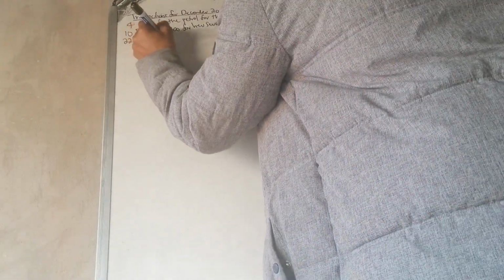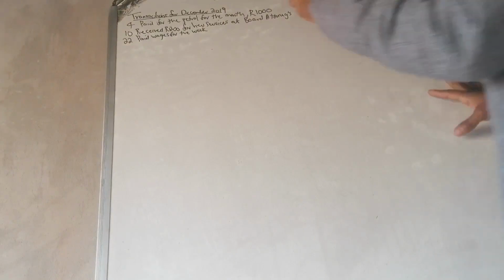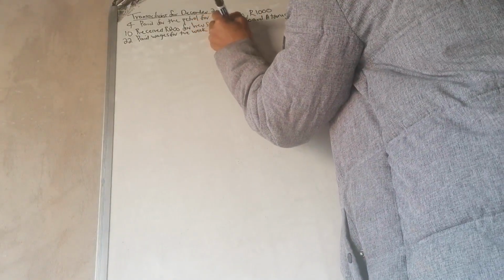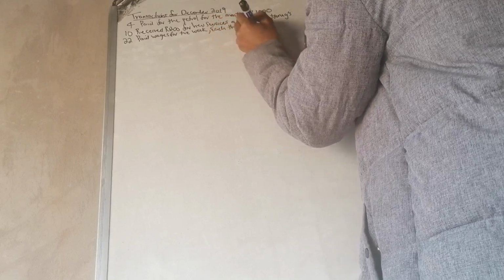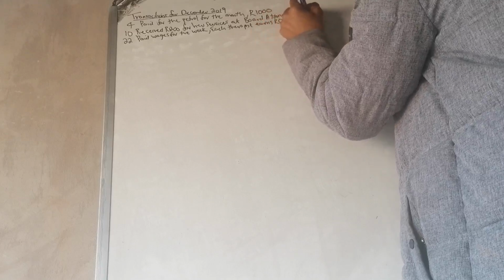Another transaction on the 22nd, paid wages for the week. Each therapist earns 500 per week. All right. The 28th. These dates are very important because we are going to show you how you should write all that in your accounting equation.